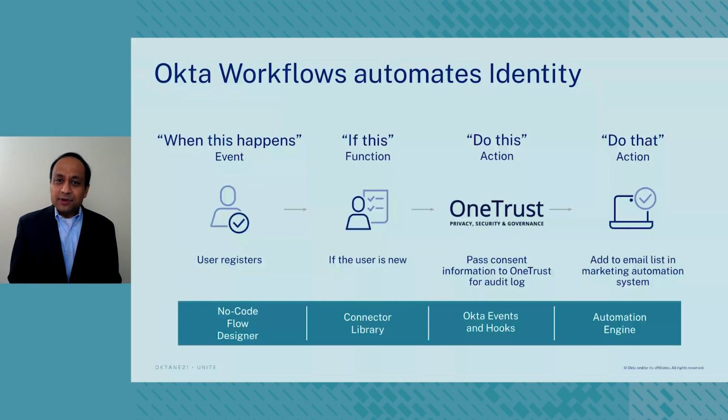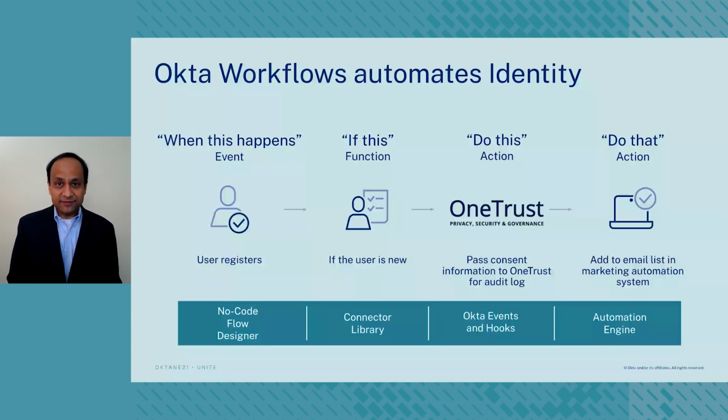A user registers, and this user is propagated to OneTrust as a data subject. During registration, the user indicates their consent and marketing preferences, which are propagated to OneTrust Preference Center. And the identity is added to an email distribution list for marketing automation purposes. This is just an example.